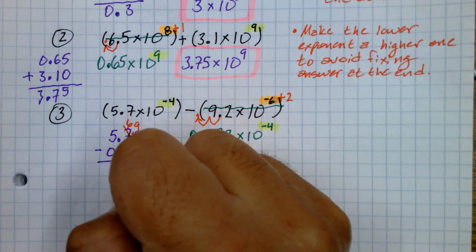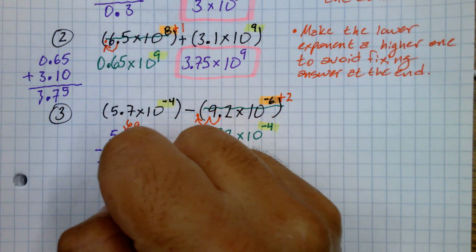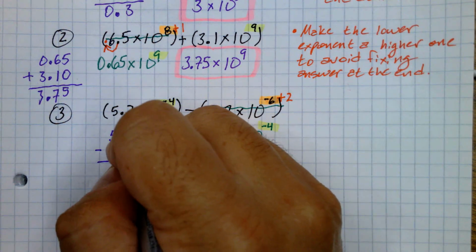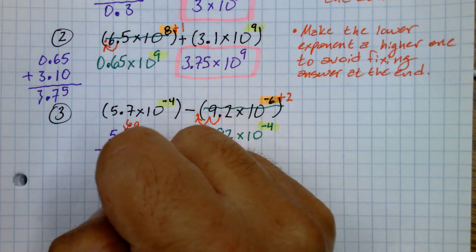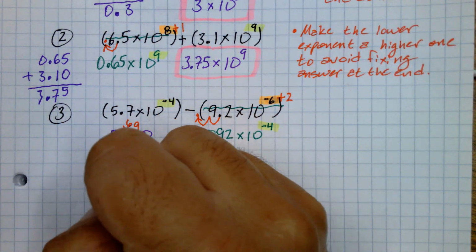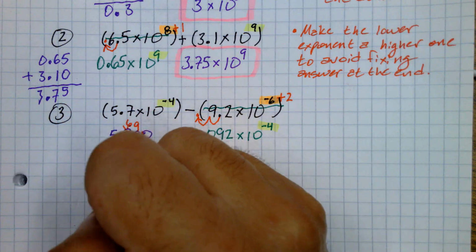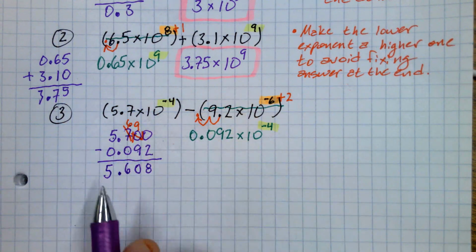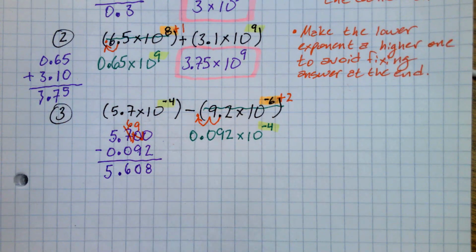That's 8. 9 take away 9, 0. 6 take away 0. Well, that's a subtraction we can do. It's 6. Bring down the decimal. 5 take away 0 is 5. It's 5.608. So I think we have an answer.